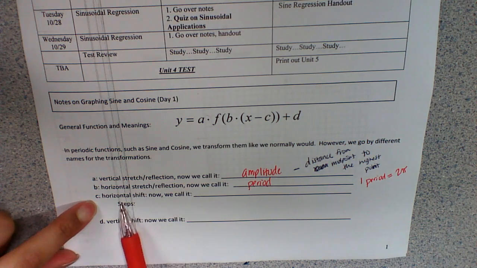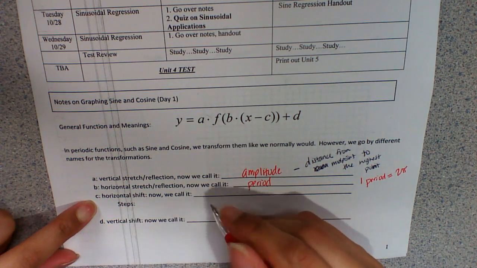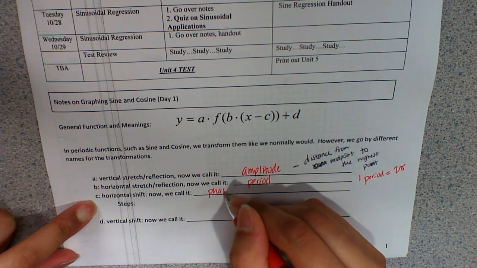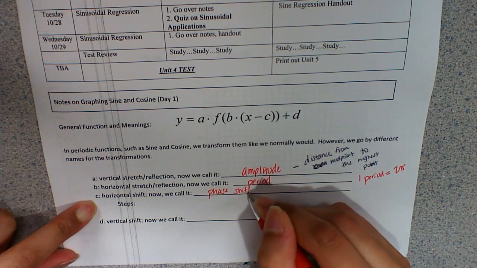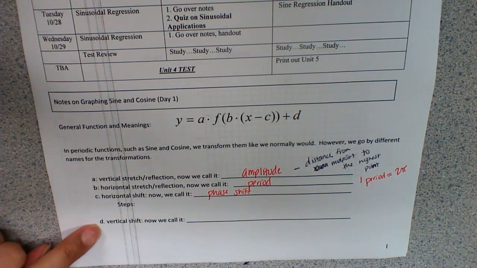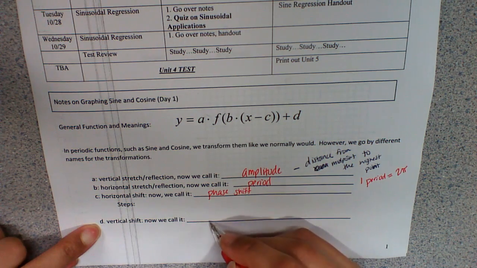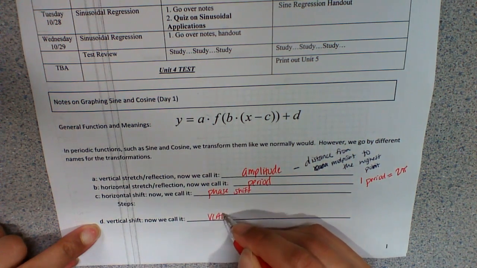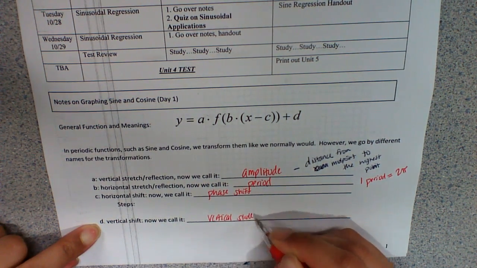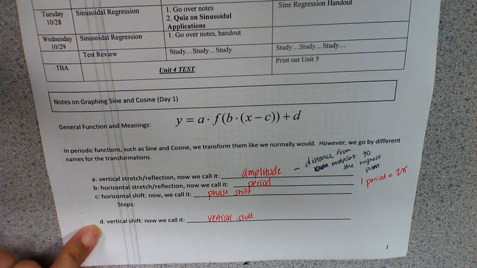Letter C stands for left or right move. That's a horizontal shift. We're going to now call that the phase shift. And D is going to be an up or down move. We're going to call this a vertical slide. So all of these ideas are now the same. We've just given them different names.